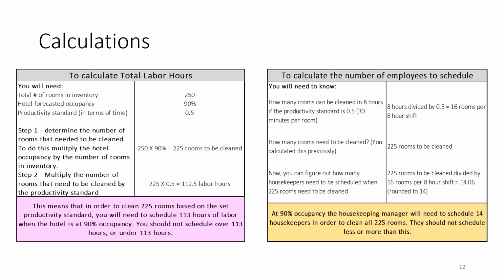So that means that the housekeeper is expected to clean one room in 30 minutes or two rooms in 1 hour. Think of it that way too. The productivity standard can be different for the hotel you work at.